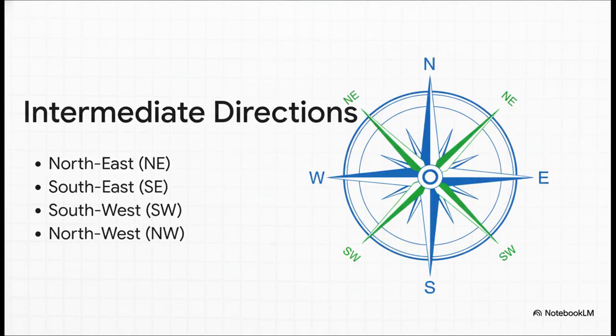But sometimes you need to be a little more precise. And for that, we have the intermediate directions that sit right between the main ones: northeast, southeast, southwest, and northwest. Using these, we can pinpoint a location way more accurately.